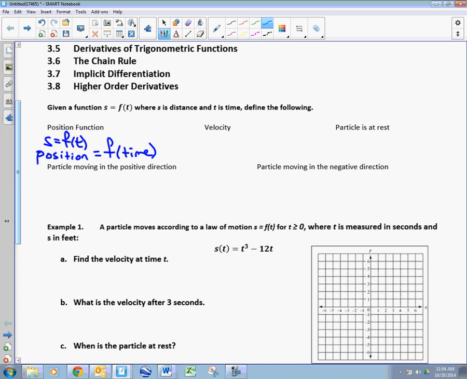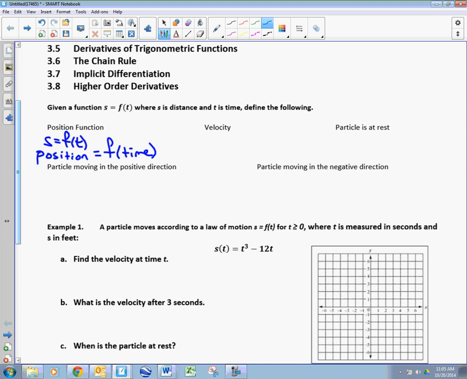I don't know why they use the variable s, but really it means that the position is a function of time. So if you plug in a certain time into the function, it will give you an output. The output tells you where you're located.